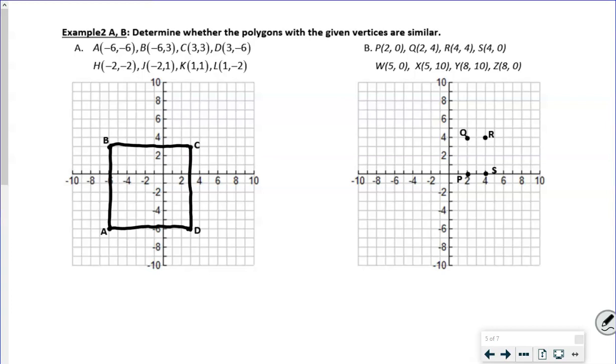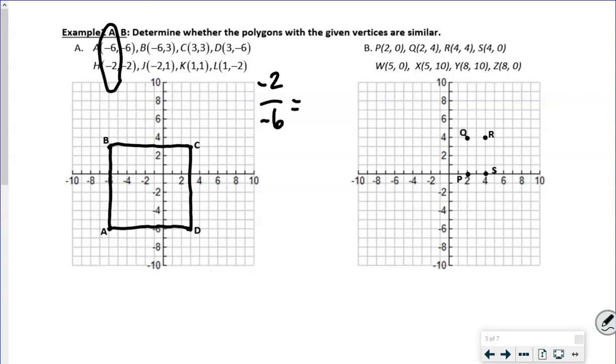But this one's saying determine whether the polygon with the given vertices are similar. So what we want to do is see if we can come up with a ratio. So we're going to compare some points. So y'all see these 2 points right here? So remember, we're going to take our original and we're going to put it on the bottom, and we're going to take our transformed and put it on the top.